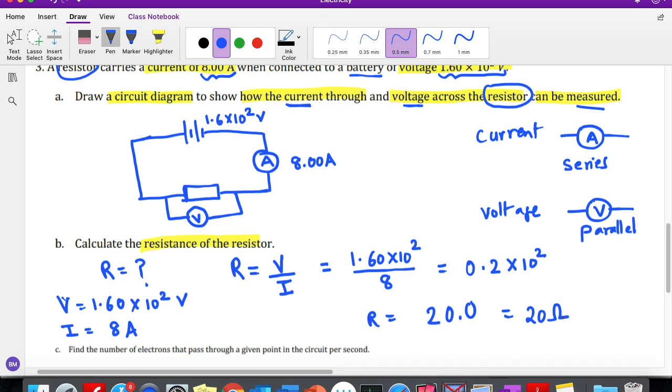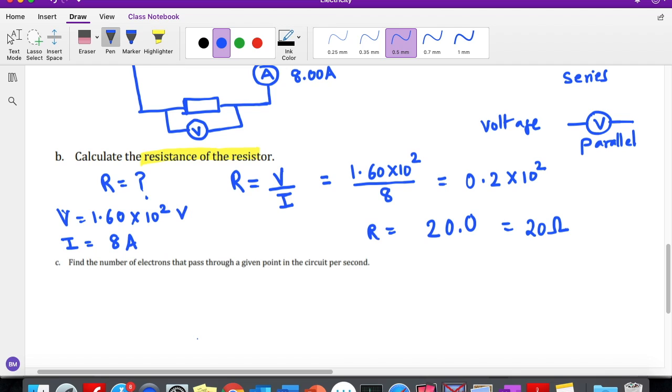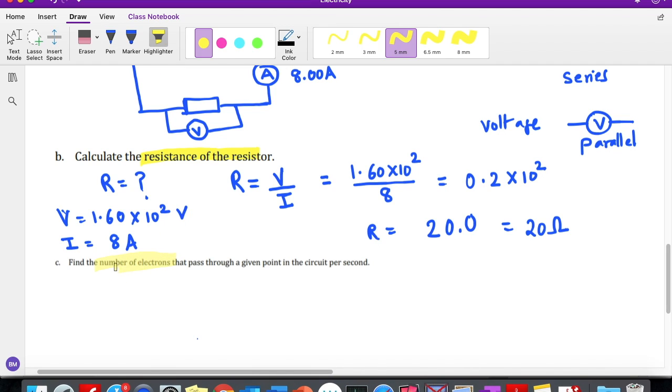Okay, let's go to the next one. It's talking about finding the number of electrons. So what is it asking for? It's asking for n, the number of electrons.